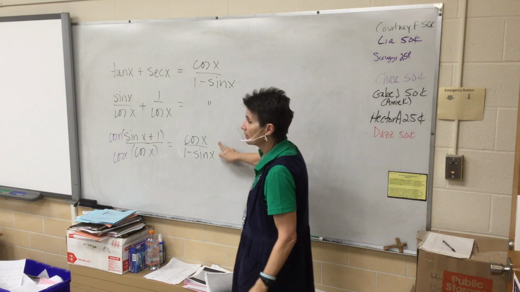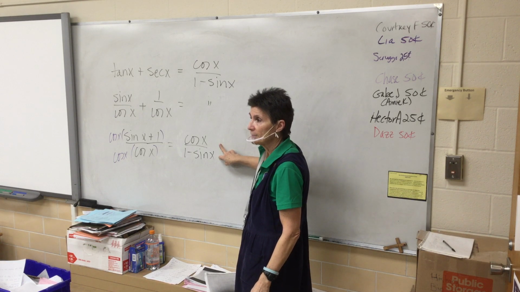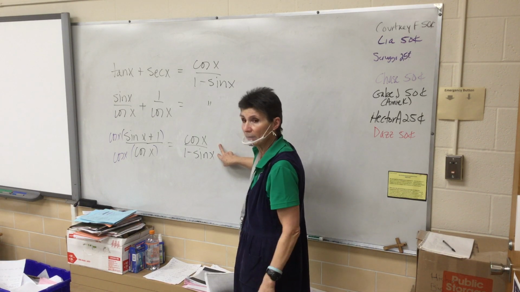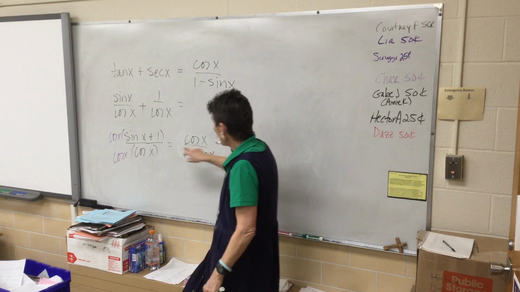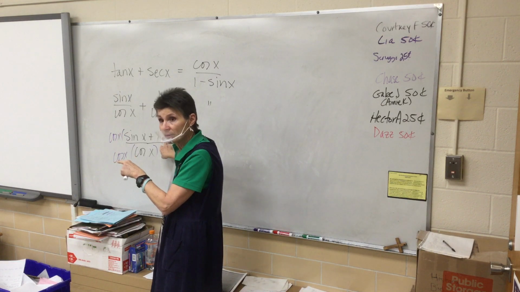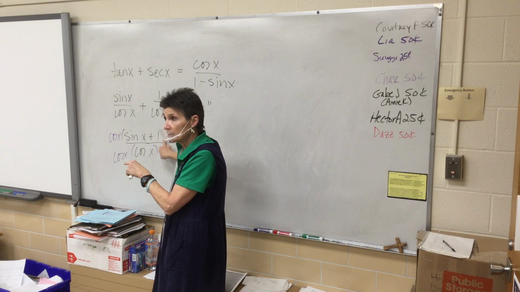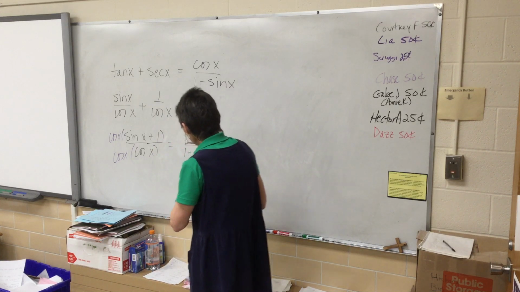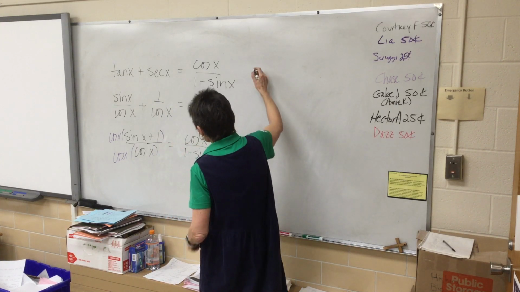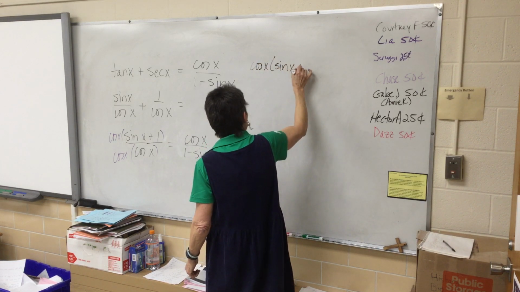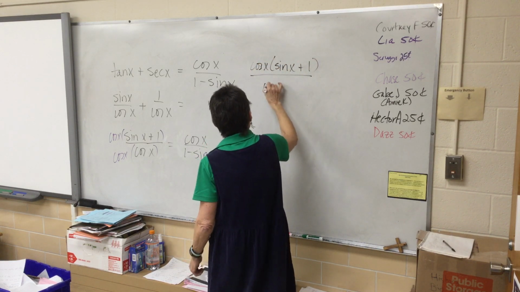I want you to look at what you're trying to end up with. This is what we want to end up with. What's in the numerator of it? A cosine. I don't have a cosine in the numerator, so I'm going to put 1 in the numerator. It's legal, and I need it. Now, look at what we have now. We have a cosine times sine plus 1 over cosine squared.